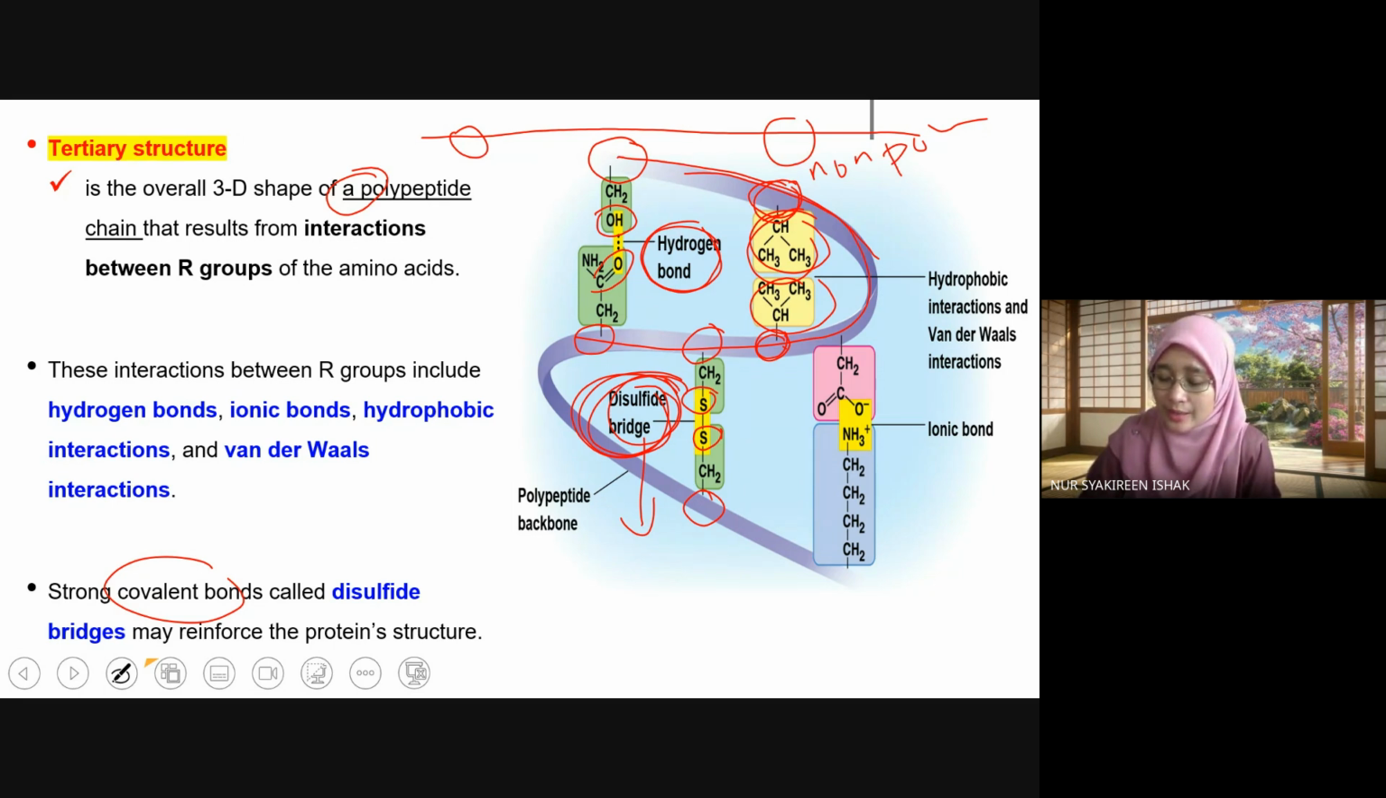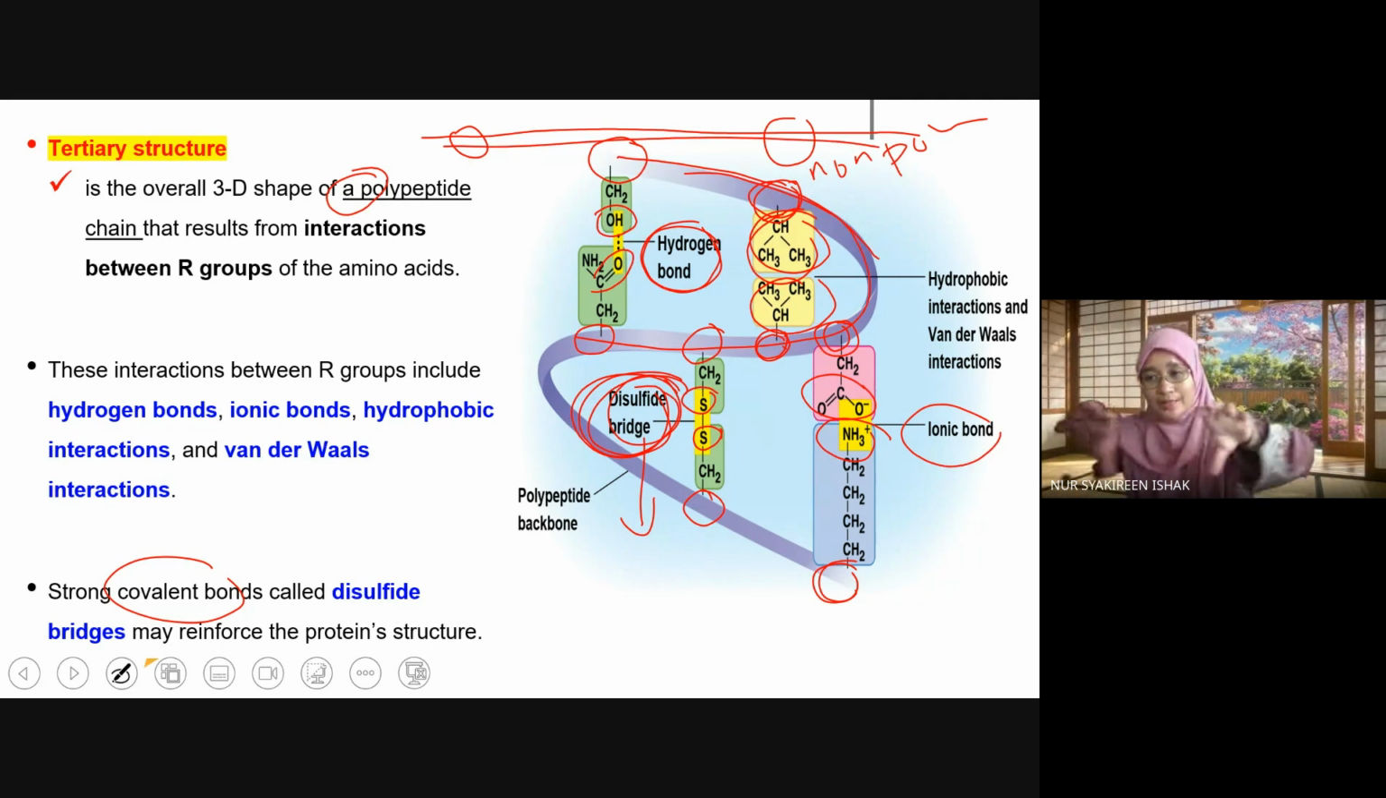Okay, and then along the polypeptide chain here you have another amino acid that has carboxyl as the side chain. Here you have another amino acid that has amino as the side chain. So carboxyl will be negatively charged, amino will be positively charged. So these side chains will be interacting to form ionic bonds. Okay, so initially the amino acid chain is straight and linear. Due to the side chains interacting, it causes the protein to fold into a specific shape, in order for the protein to function.